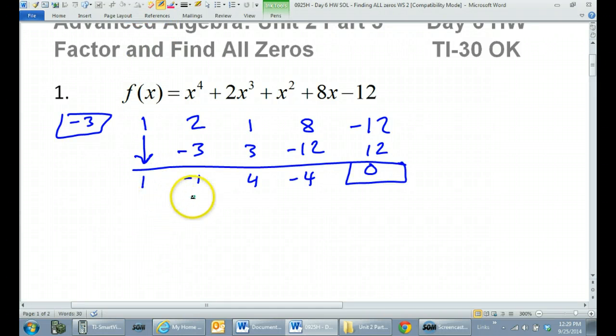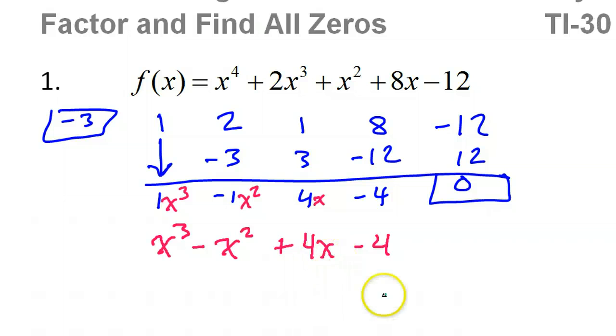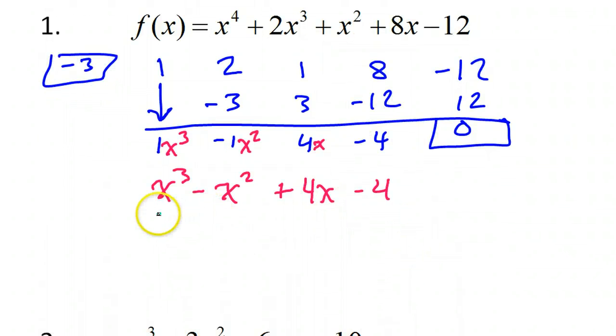So if you put the variables back in, this is the constant, so this is the x term, so this is the x squared term, so this would be x to the 3rd. So I've got x to the 3rd power minus x squared plus 4x minus 4. Now I would love to group this, my friends, group it.